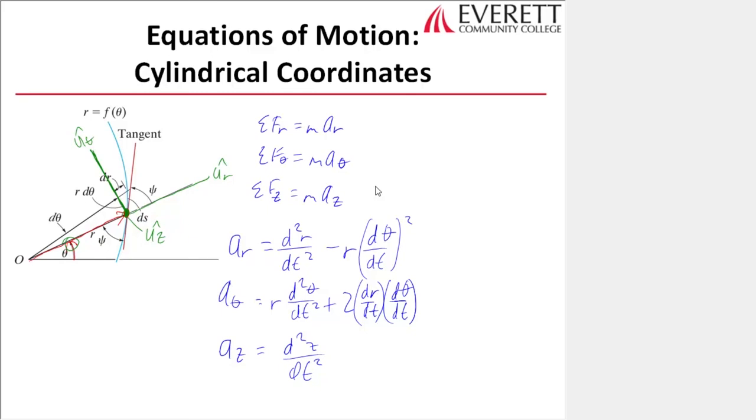When you have a problem that's giving you information about a particle's motion and you have an r and a theta. Have you seen an r and a theta or an r, a theta, and a z? It's probably a pretty good chance cylindrical is necessary.